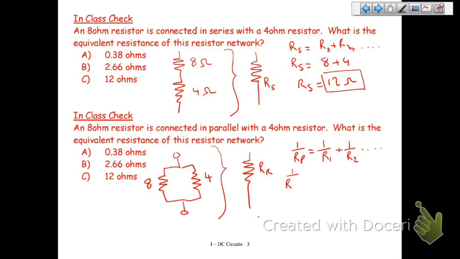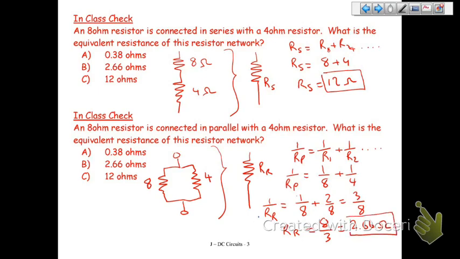So 1 over RP is equal to 1 over 8 plus 1 over 4. That's what sums, isn't it? 1 over RP is equal to 1 over 8 plus 2 over 8, which equals 3 over 8. And a whole bunch of people will give me that as the answer. But in fact, RP is equal to 8 over 3, which equals 2.66 ohms. Cool.